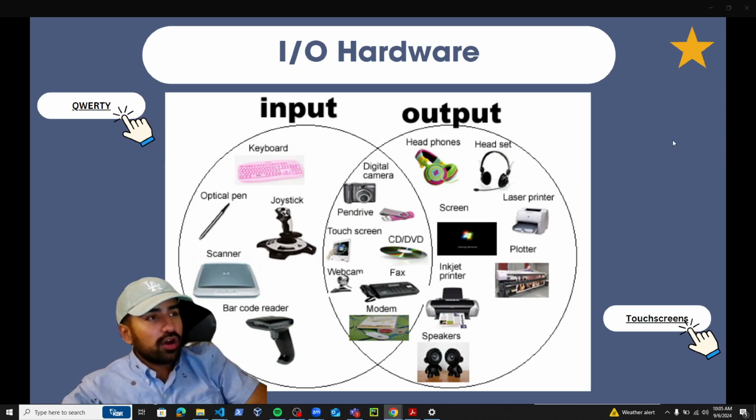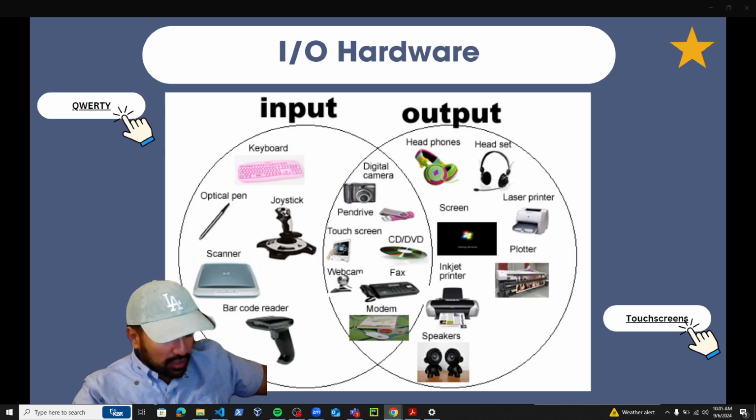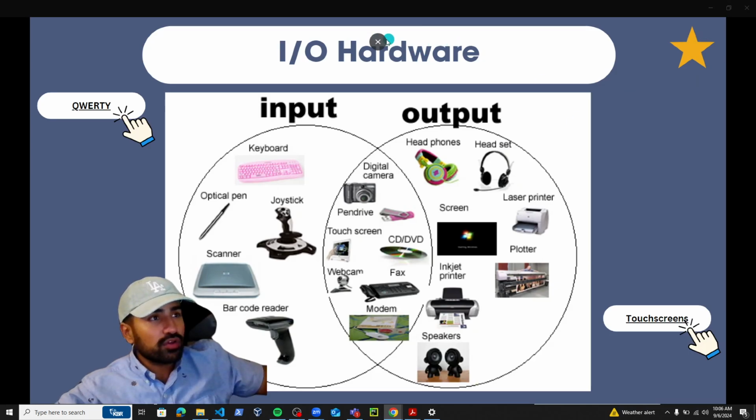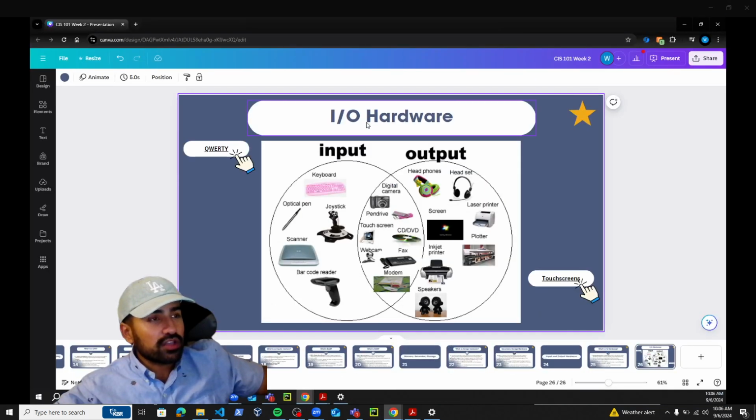So input-output hardware, here are some examples. On the left we have input, on the right we have output, and there is some overlap. Some devices provide both input and output. With keyboard input, you press one of the keys and it corresponds to a letter, sometimes commands, all sorts of things. You can even combine keys together to do special operations. For those of you who are still getting used to computers, here are some commands that you can execute.